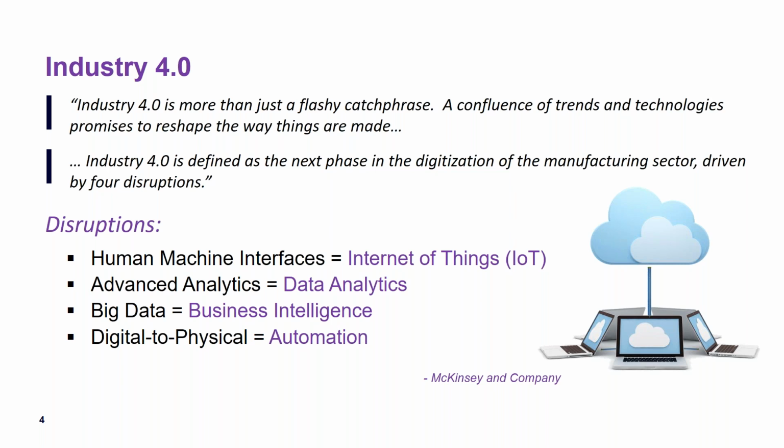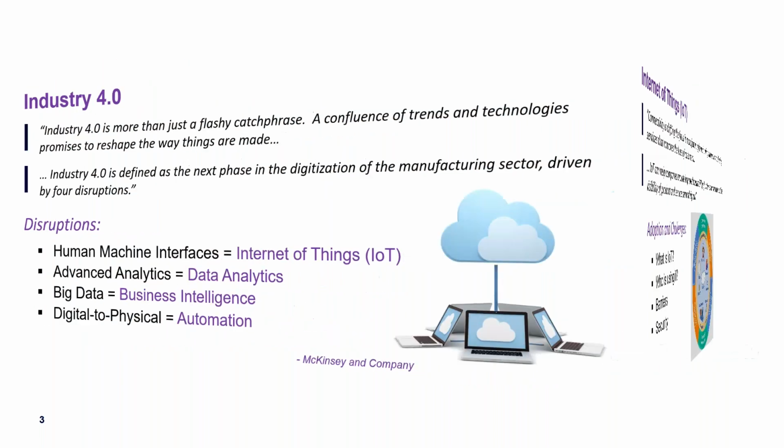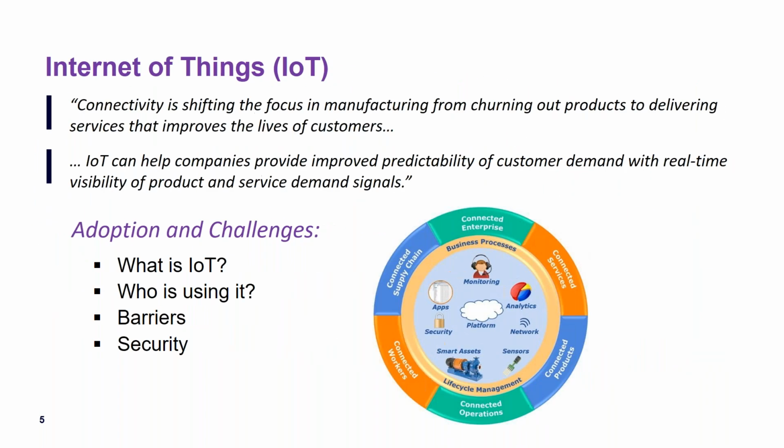Data analytics is another big one. The more data that you can accomplish and get into your system, the more you can actually make better decisions with that data. Same thing with business intelligence. And then again, the automation piece is starting to become more prevalent in the manufacturing floors. So I want to touch a little bit on each one of these.